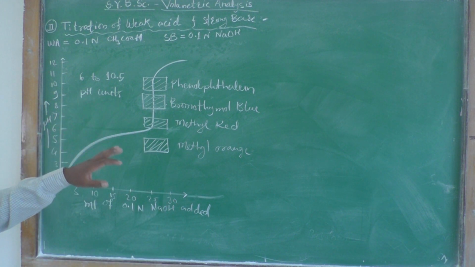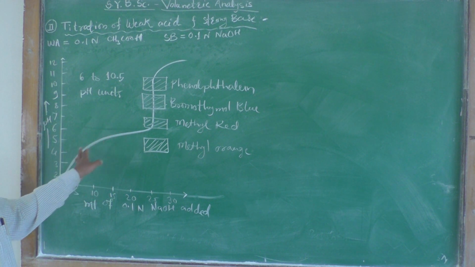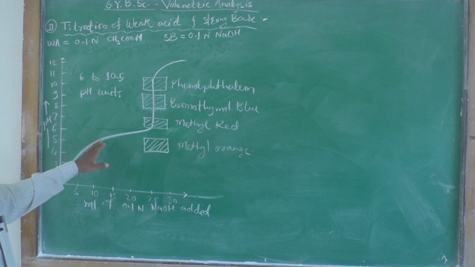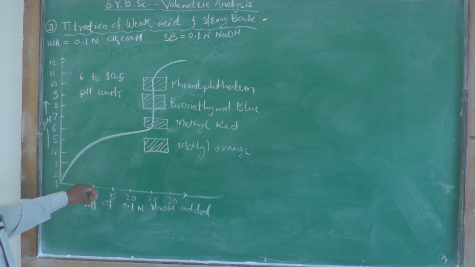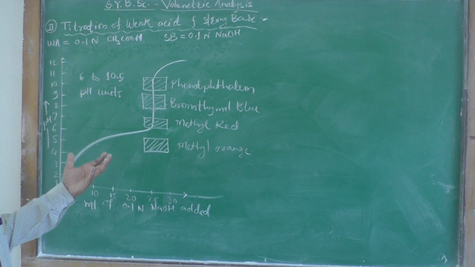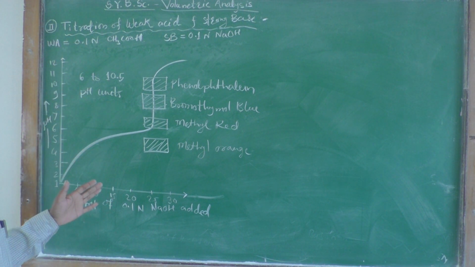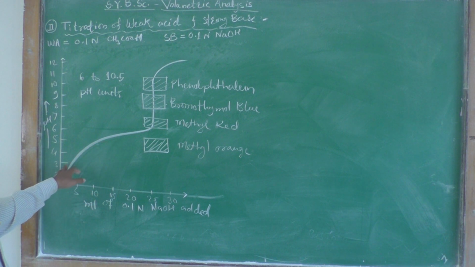So what are the features of this graph? At the start of the titration, at the start of the reaction between these two chemicals, the pH is increasing linearly, slightly. At the start of the reaction, as we have only acetic acid in our conical flask, the pH is in the acidic range, around about 2 to 3 pH units.